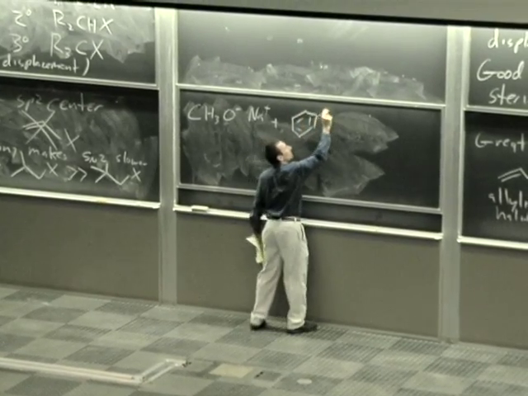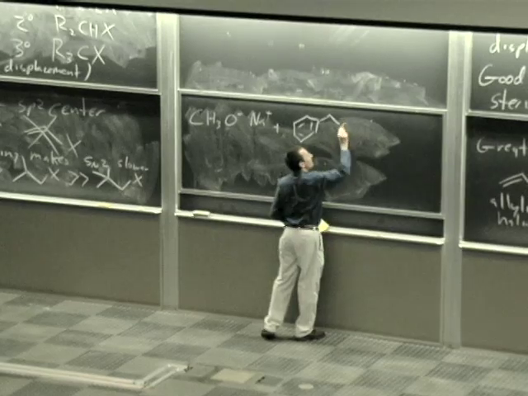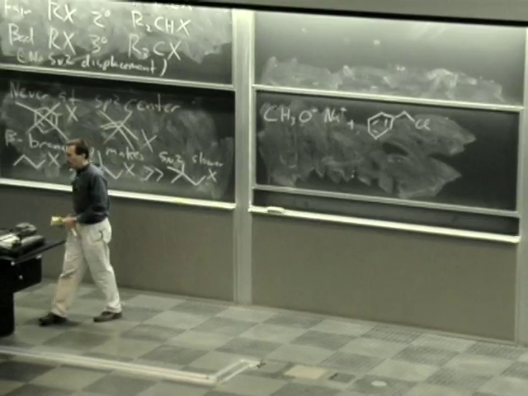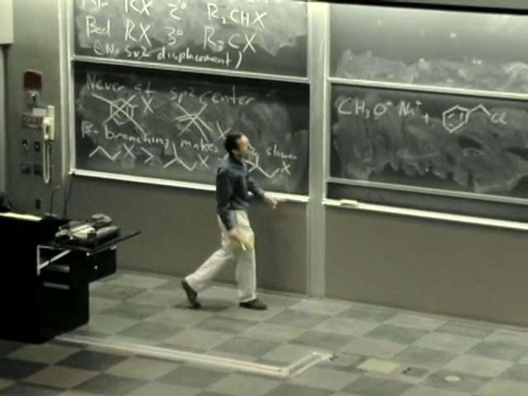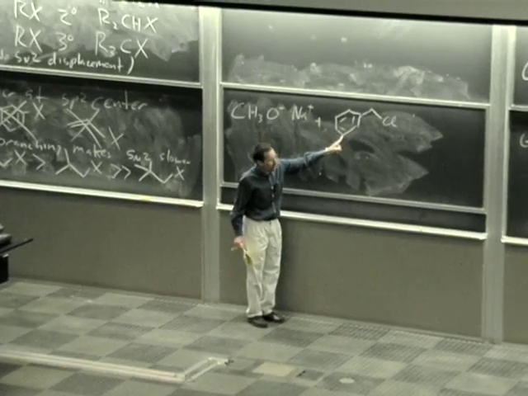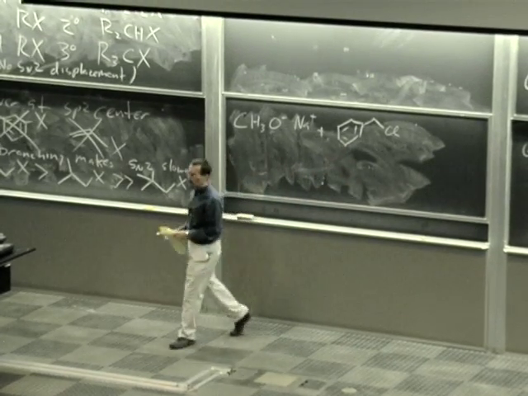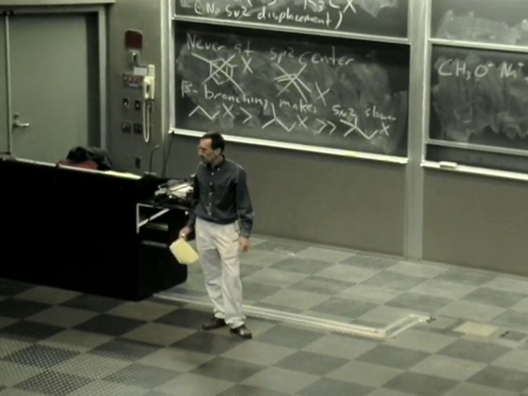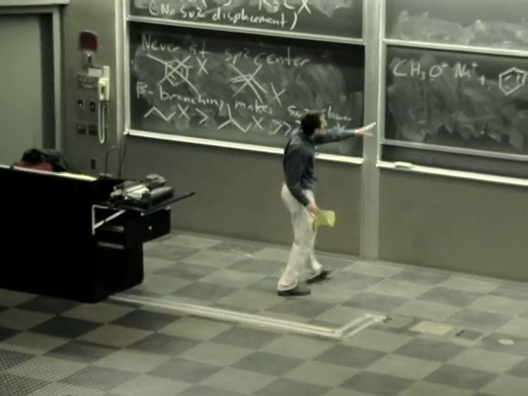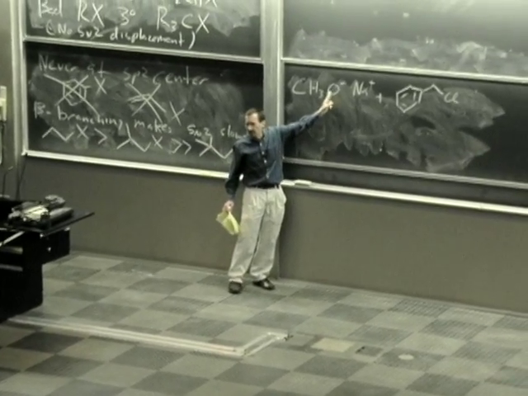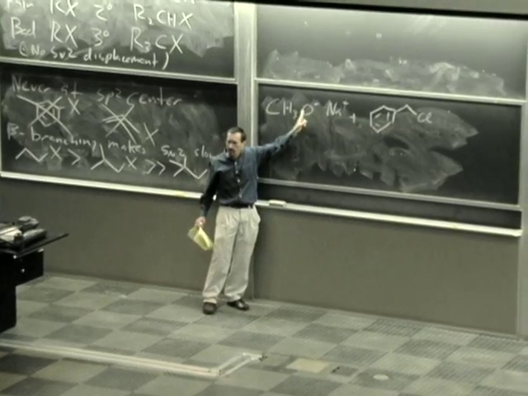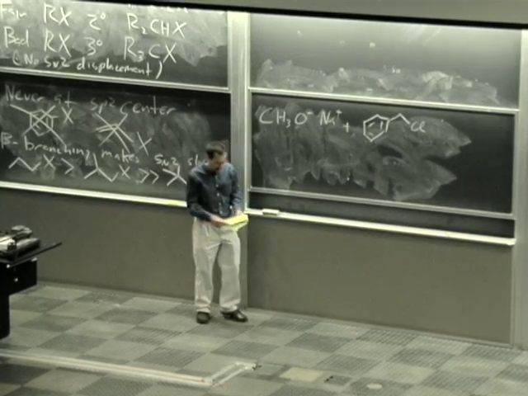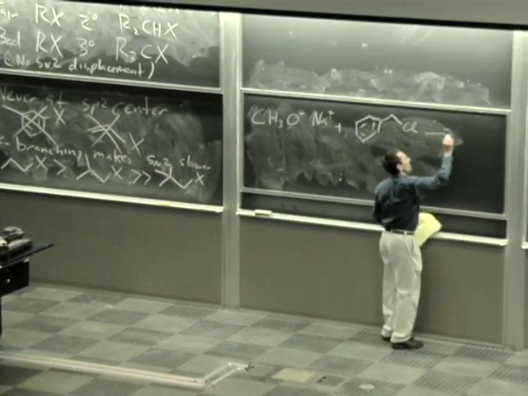I'll start with this halide, and I'm going to give us a specific example. Let's take this chloride. So I look at this and I say, this is a benzylic chloride. It's a great electrophile. This is the sort of compound that just loves to participate in an SN2 displacement reaction. Sodium methoxide is a nucleophile. The oxygen has lone pairs of electrons. It's willing to share those electrons. So it attacks. It does an SN2 displacement reaction.